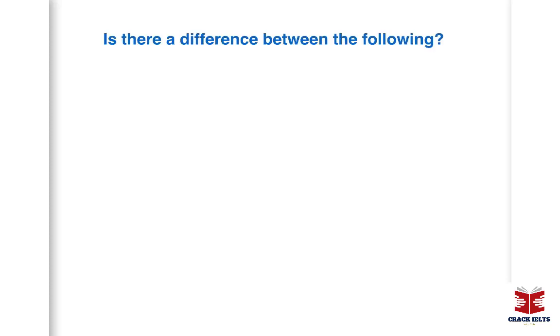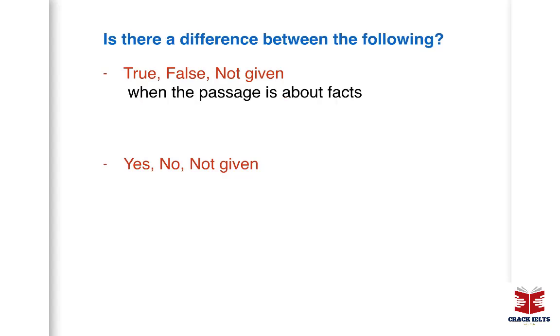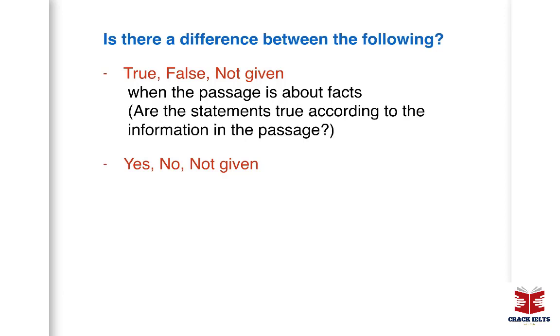First, let's look at the difference. Is there a difference between True, False, Not Given and Yes, No, Not Given? The answer is yes, with a very small difference. They use True, False when the passage is about facts. Is the statement true according to the passage or not? The question says something like this: a statement is true or not given according to the information in the passage.